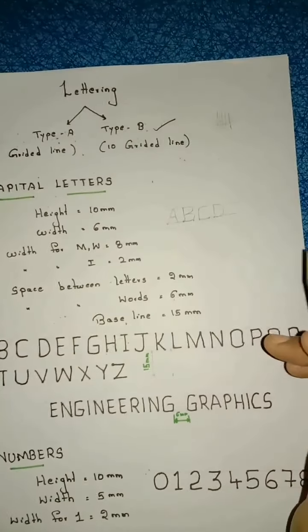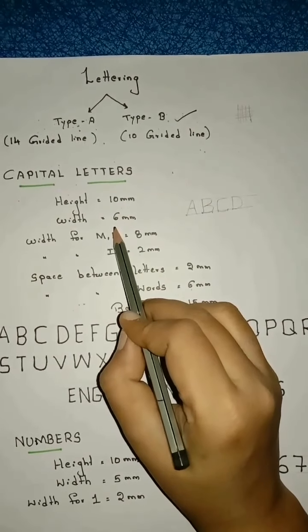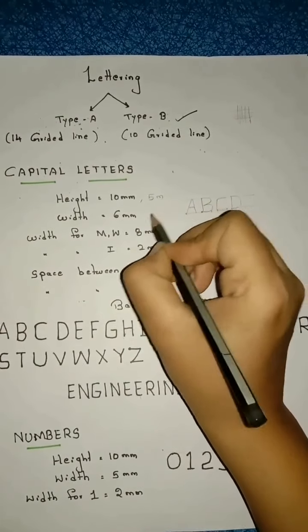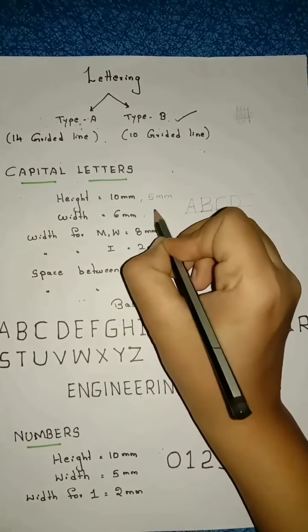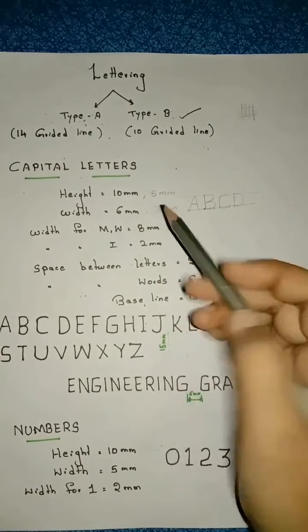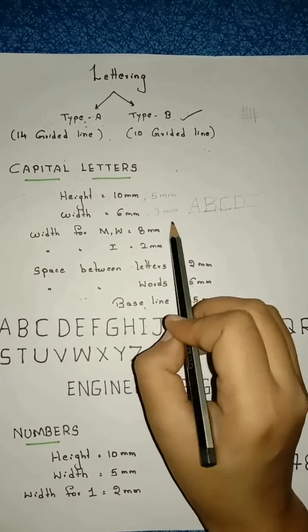Right? So now see here. If you are taking height 10 mm, width is 6 mm. Suppose if you are taking height 5 mm, width will be 3 mm. Right? So you can take height 10, width 6, or you can take height 5, width 3.